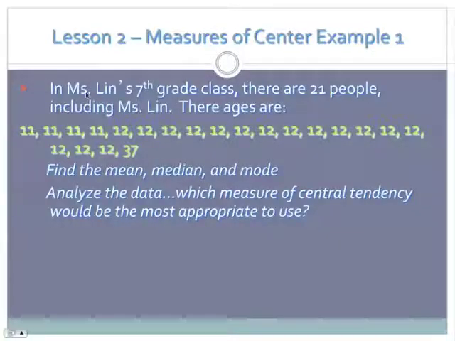Alright guys, we are going to do a few examples today looking at mean, median, and mode. So let's start with example 1. This example says, in Miss Lynn's 7th grade class there are 21 people including Miss Lynn. Their ages are given. It says find the mean, median, and mode, and then our second question is: analyze the data. Which measures of central tendency would be the most appropriate to use? So let's go ahead and get started.